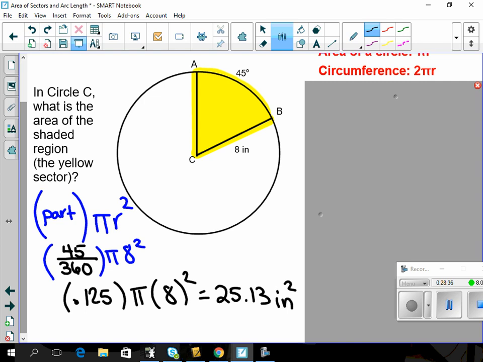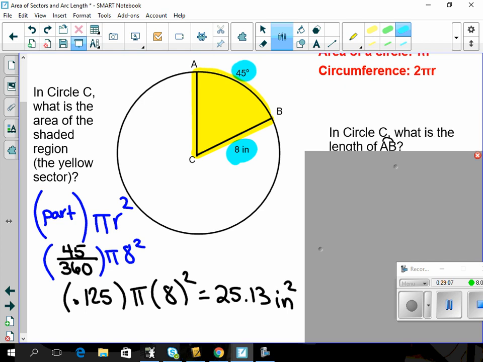So what information do we need in order to find the area of a sector? You need two things. You need a radius and a degree measure, right? Whether it's the arc measure or a central angle, either one is okay. How do we feel? Okay? So, area of a sector.